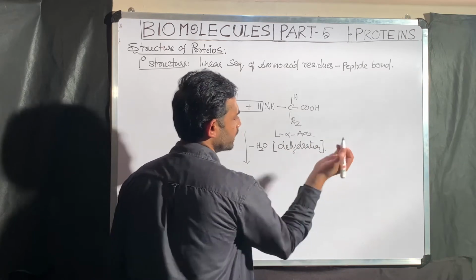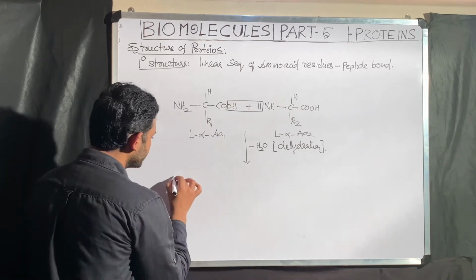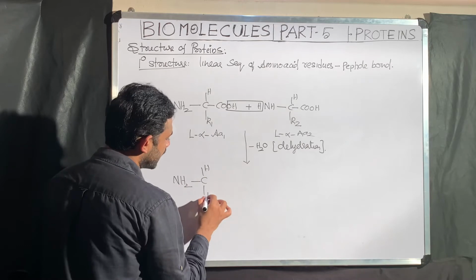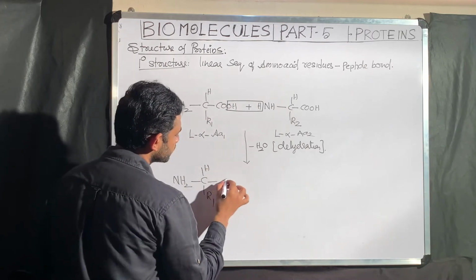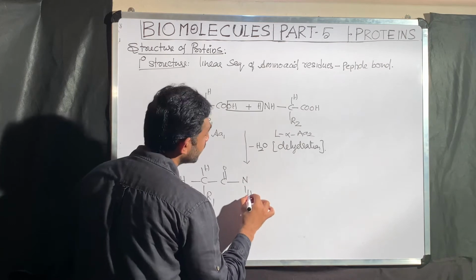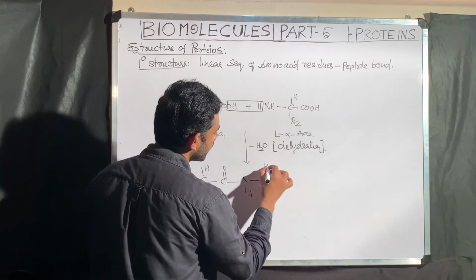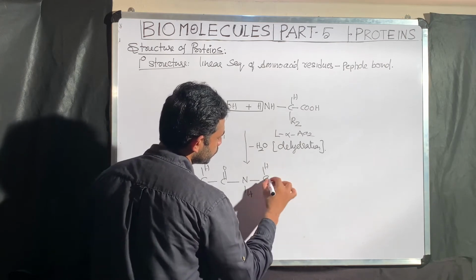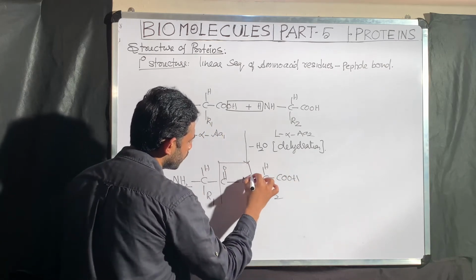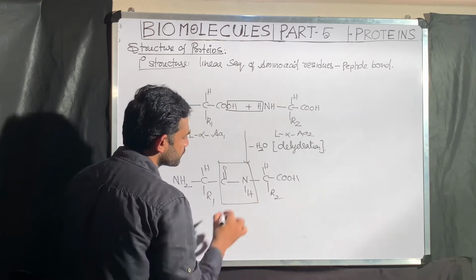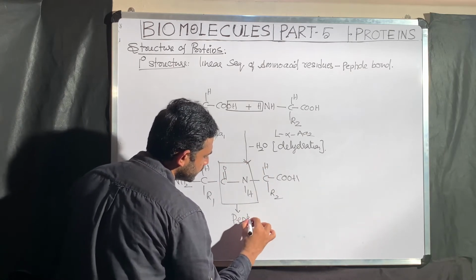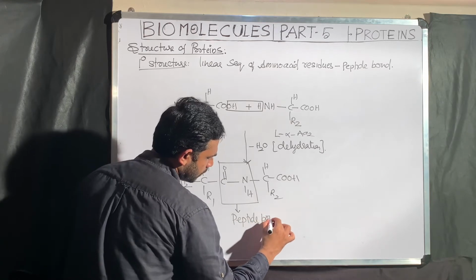Wait for the point. Now I am writing NH2, CHR1, C. Here this is a CO. Here the remaining NH. Correct? Then CHR2, COOH. What you are seeing, this CONH bond is called a peptide bond. Okay?